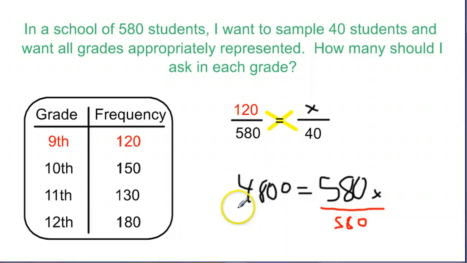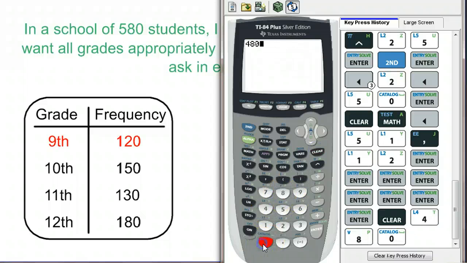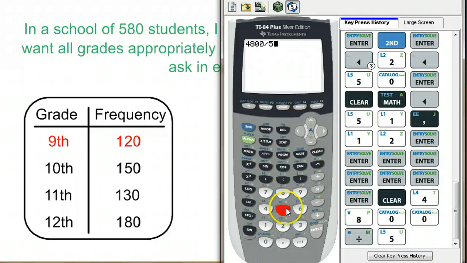Some of you might be getting excited. This might be the first time in this course that a real math problem has actually come up. So these are going to cancel each other out. You're going to get x by itself. Over here, 4,800 divided by 580. We're going to use our calculator for that. Unless some of you can do that in your head.